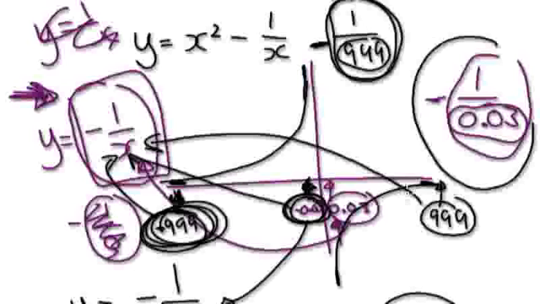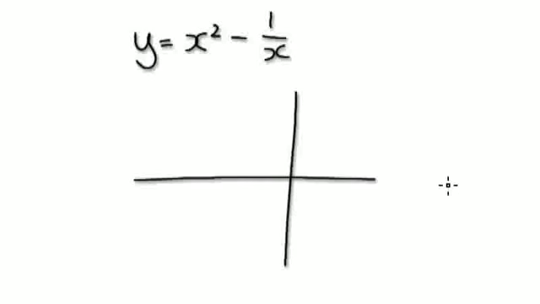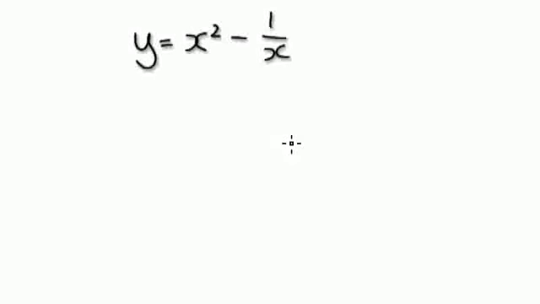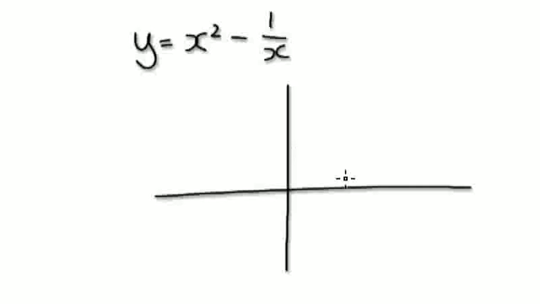Okay, so overall our graph will look like this. Hang on, let me summarize. So 1 over x will look like this. Okay, 1 over x will look something like that. Now minus 1 over x will look something like this.